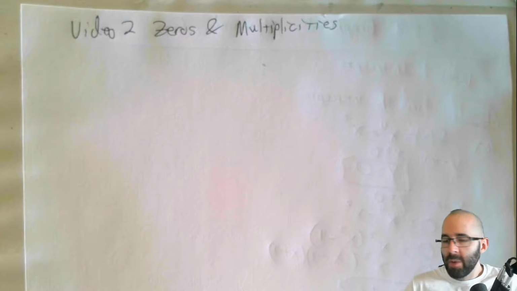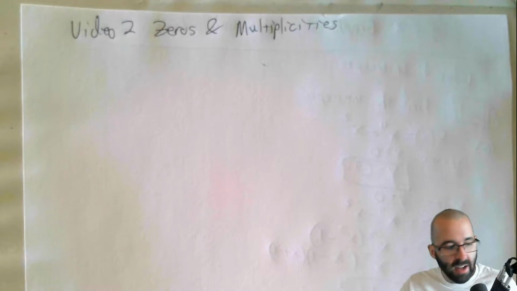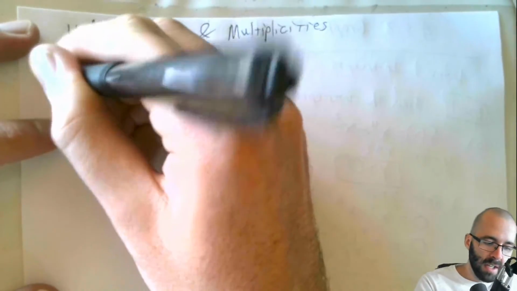All right, for the second video, we're going to start with a definition. We're going to talk about what zeros of a polynomial are and what multiplicities of those zeros mean and look like, right? So we'll start with the definition.